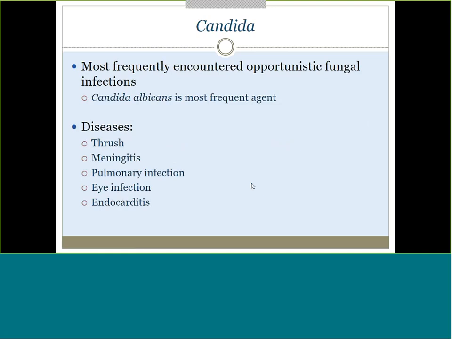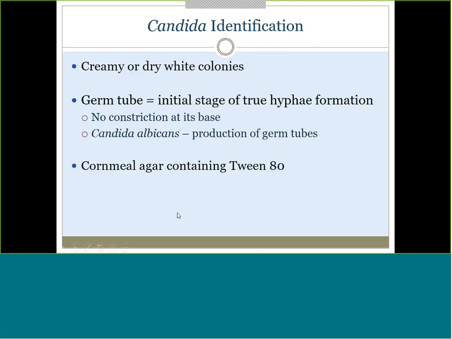Out of all fungal infections, out of all molds and yeasts, Candida is the one you're going to see if you see anything at all. Candida albicans is the most common out of the Candida. So this will cause disease like thrush, which involves the white patches in your mouth, meningitis, pulmonary infections, eye infections, endocarditis, and you could probably keep going with that list. So Candida, how we identify, again, they tend to look more like bacterial colonies on an agar plate. They'll kind of have a creamy consistency. Sometimes they can be a little drier, but white colonies.